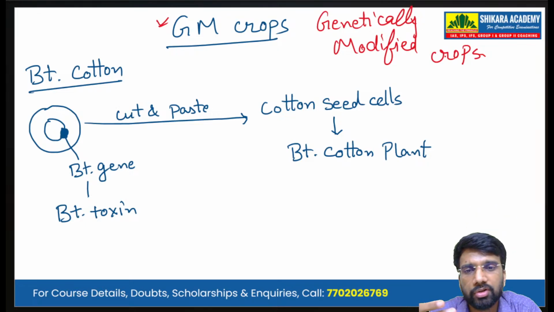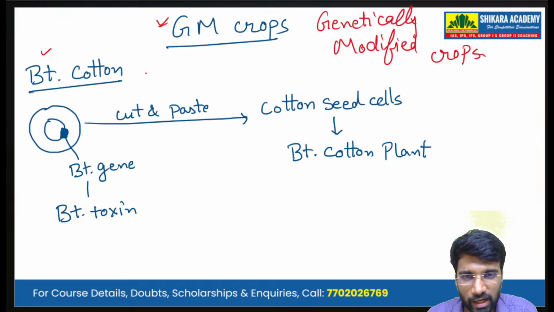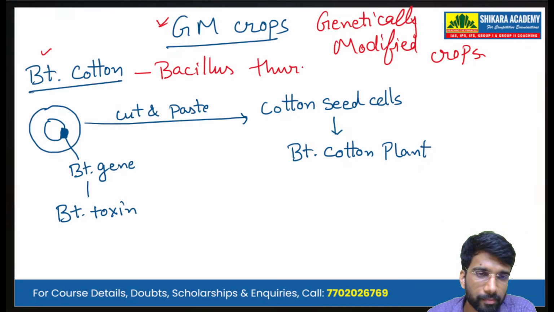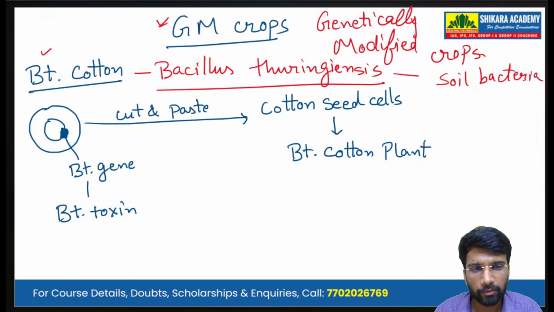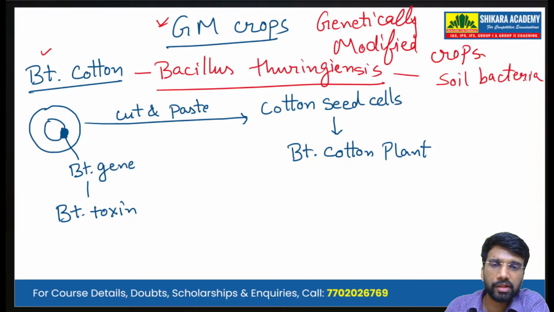So now, what is the methodology? How are we making these genetically modified crops? We take the example of BT cotton, and then we'll also discuss GM mustard. This BT stands for Bacillus thuringiensis. The Bacillus thuringiensis is a soil bacteria, that is, a bacteria found in soil. Now, this bacteria, Bacillus thuringiensis, has a BT gene in it.